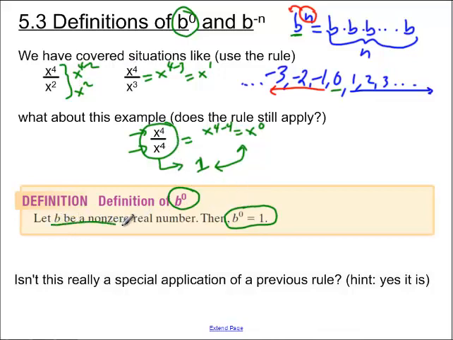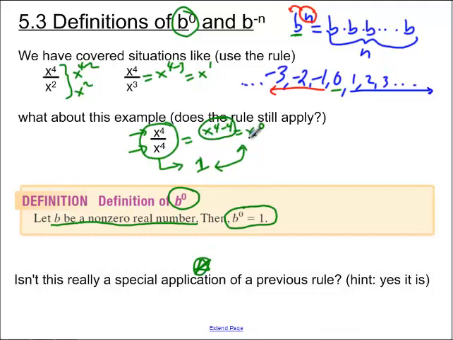And again, b is a non-zero real number. So keep that in mind. B cannot be equal to 0. If b is equal to 0, this definition just doesn't apply. And really, essentially, isn't this just a special application of the previous rule that, in fact, we just followed?